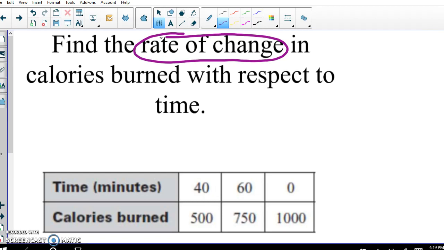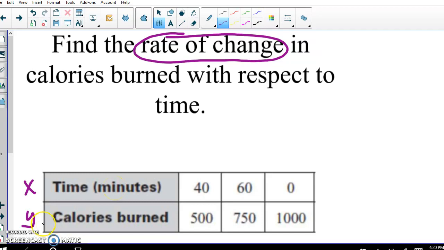Well, I don't have a graph, but I do have a table. So looking at my table, I will determine which values are my x and which are my y. Remember, your x values are your domain, your inputs, and your independent variables. Your y values are your range, your output, and your dependent variables. So in this case, the number of calories burned depends on the time I spend in activity or working out. So for that reason, the calories burned depends on the time.